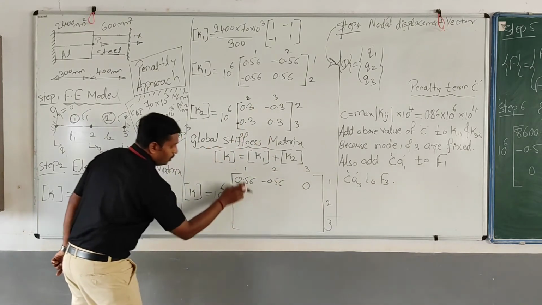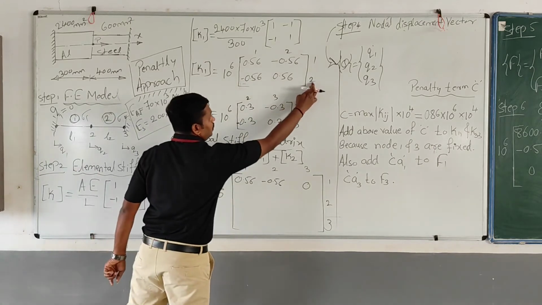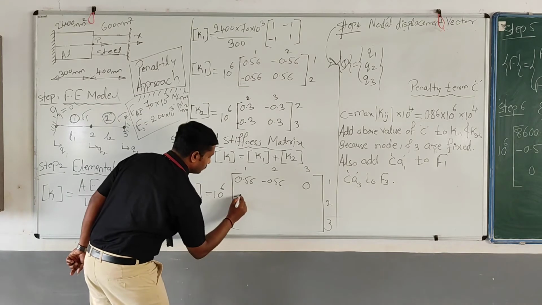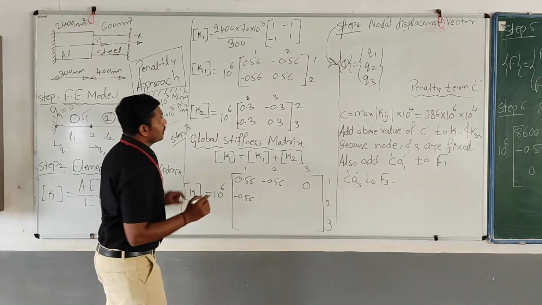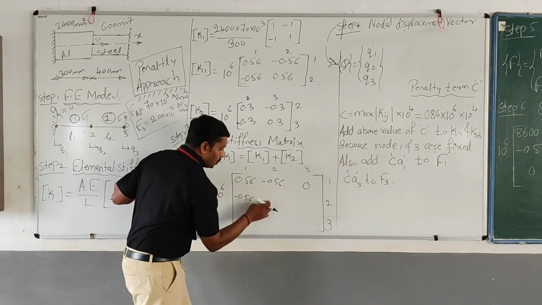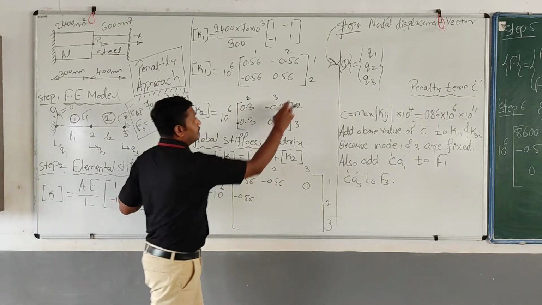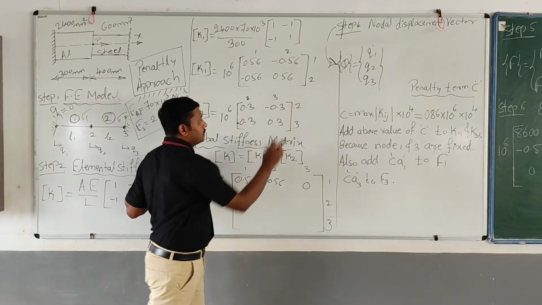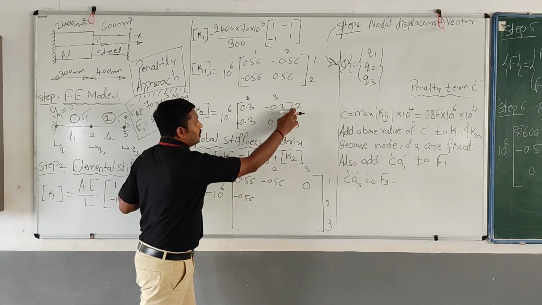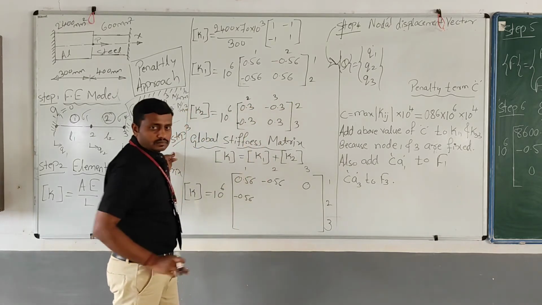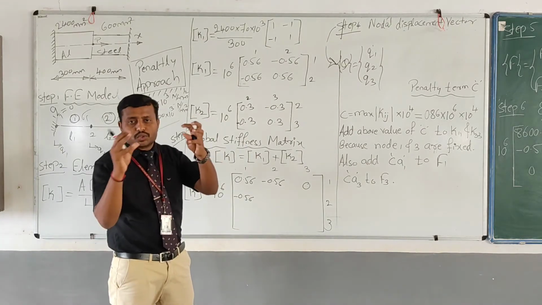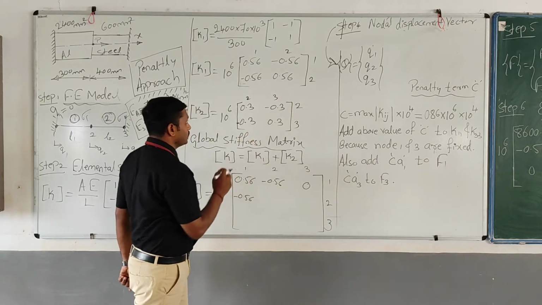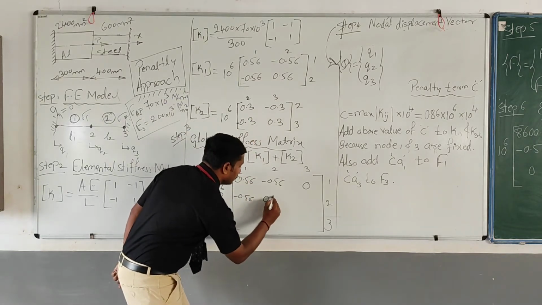Now, row 2, column 1. Row 2, column 1 is minus 0.56. Similarly, row 2, column 2. What is that? Row 2, column 2 is 0.56. Similarly, here also we will get row 2, column 2. The two values we are getting, you have to add those two values and write it. 0.56 plus 0.3, that is 0.86.